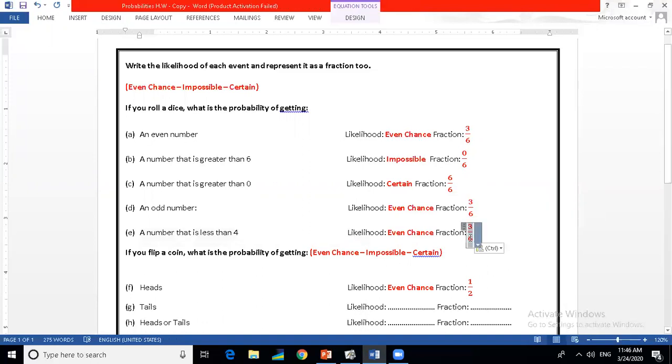So we do the fraction first. It will tell us whether this is the half, or 0, or all of them, which is going to be certain, like here in question C, or less than half or more than a half.